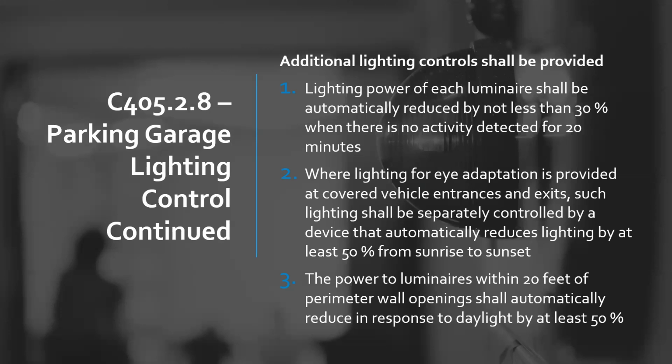And then also with that is an addition: lighting power with luminaires shall be automatically reduced to not less than 30% when there's no activity detected. So it's not asking it to be turned off entirely. It's just reducing the energy that it's using by either turning off some of them or being able to dim them down 30% when no activity is detected for 20 minutes. And then we're lighting for eye adaptation.